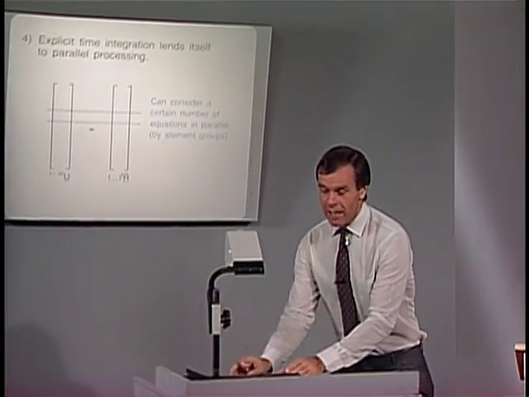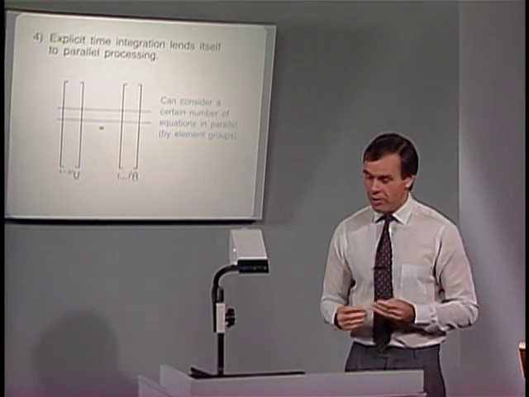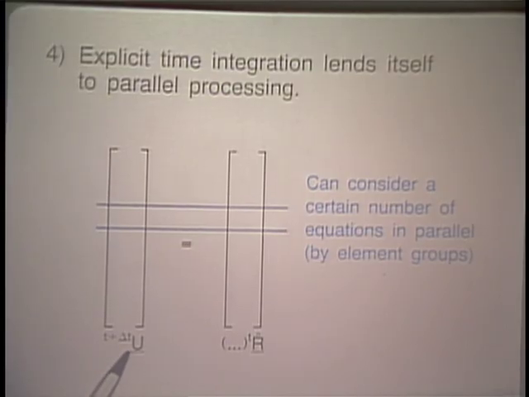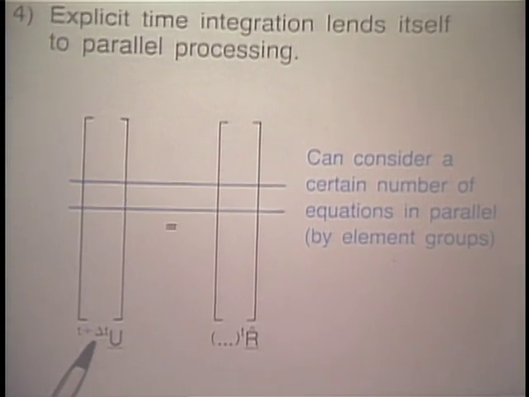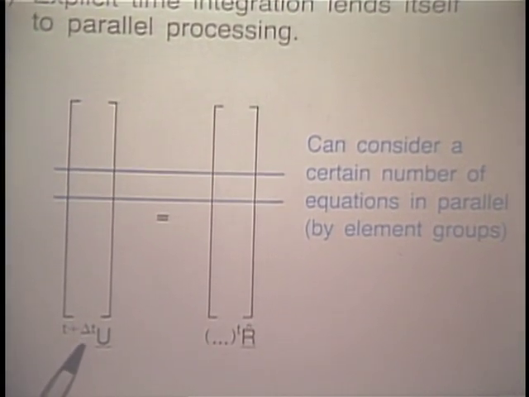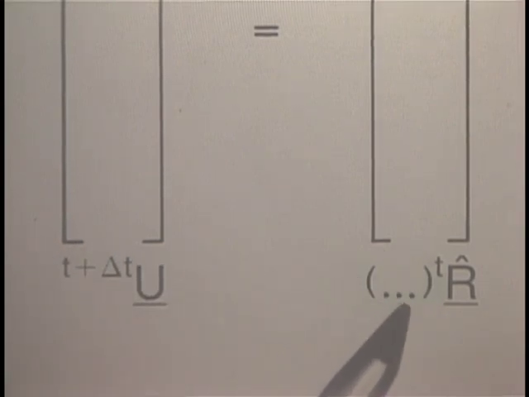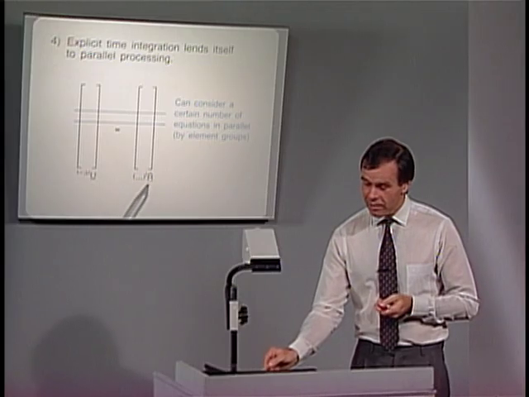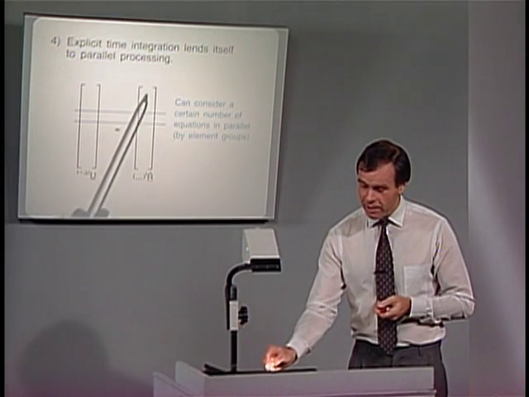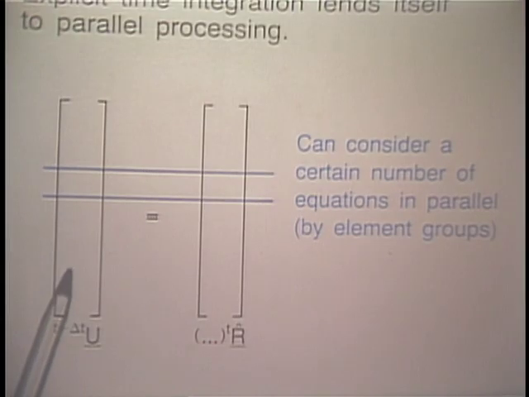Explicit time integration lends itself also very well to parallel processing. Notice that the basic equations that we are solving for in explicit time integration in each time step are given as here. t plus delta t u is equal to something that I denote here by the three dots, times t r hat. And this t r hat vector, of course, we defined earlier. So all we need to do is calculate these entries in the vector here to get our unknown displacements. Well, that can be done quite effectively in parallel.